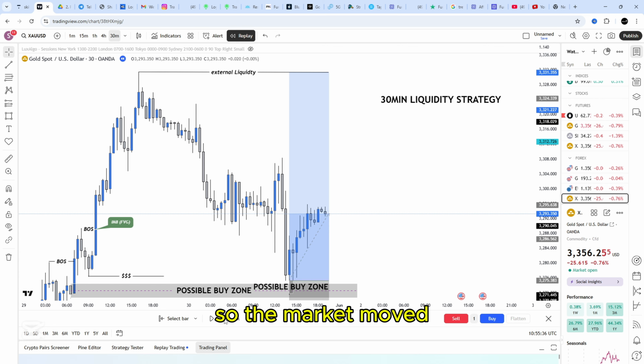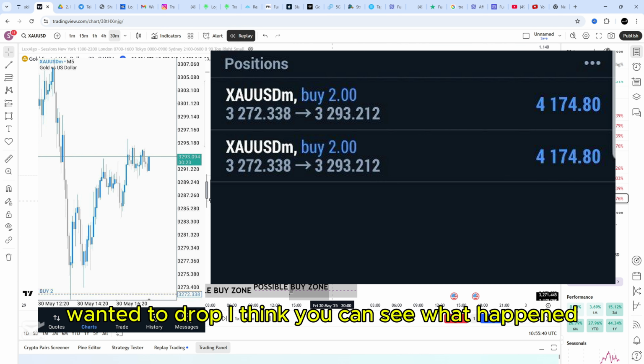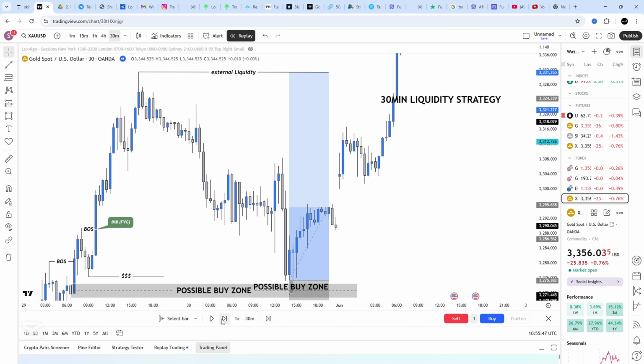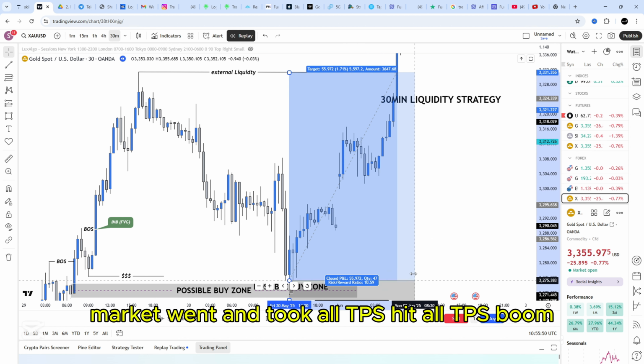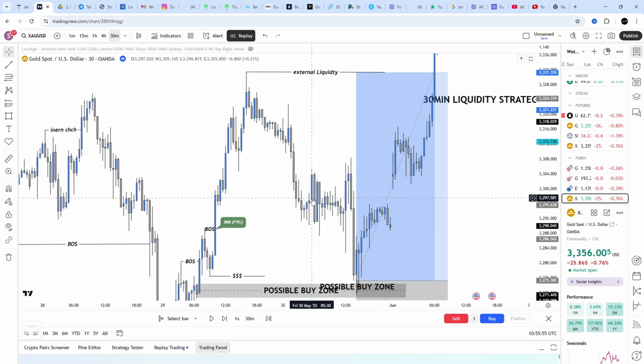So the market moved. I think you can see when the market reached here, it wanted to drop. I think you can see what happened. So this is what happens. And the market did what? The market went and took all TPs, hit all TPs. Boom. I think you can see what the market did now.